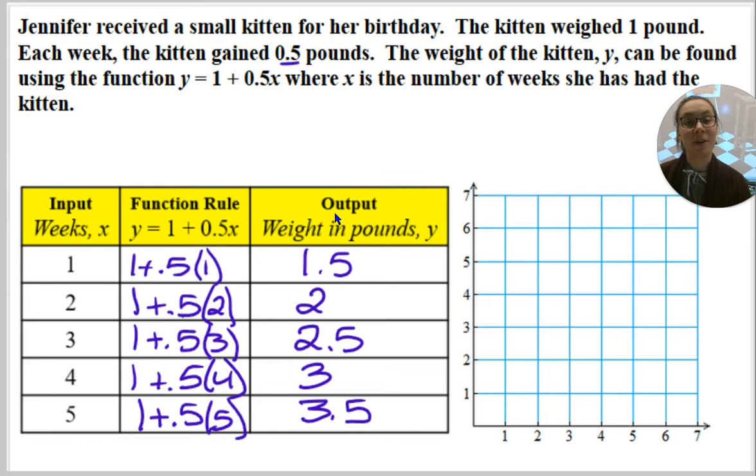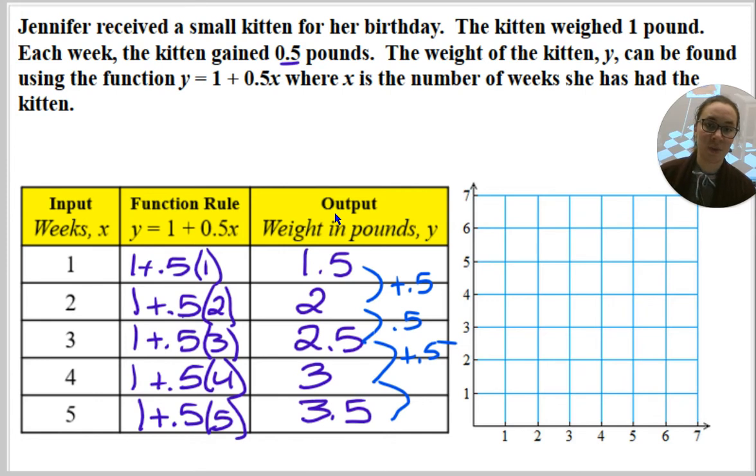Are you noticing a pattern here? What pattern do you notice between these numbers? If I was to change color here, for example, and talk about what happens here, what happens here, what happens here, and what happens here, it goes up by 0.5 every time. And that has to do with how many times we're multiplying the 0.5. We'll get more into function rules, looking at what happens to functions and function rules, later.